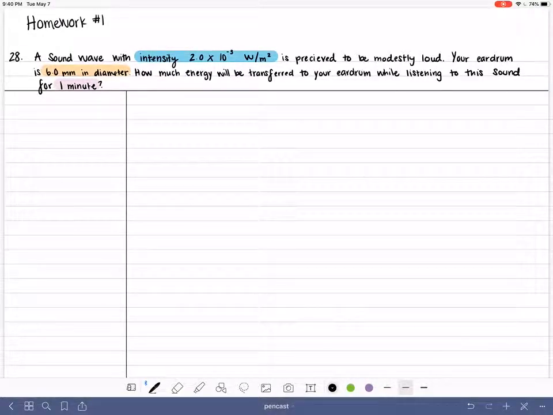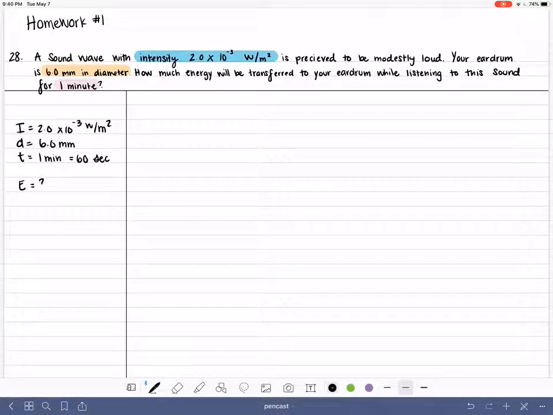So right off the bat, we know 3 things. We know that intensity equals 2.0 times 10 to the negative third watts per meter squared. We know our diameter is equal to 6.0 millimeters, and we know time is equal to 1 minute, which is 60 seconds. Awesome. And the question asks, how much energy will be transferred to your eardrum? So we are looking for E.